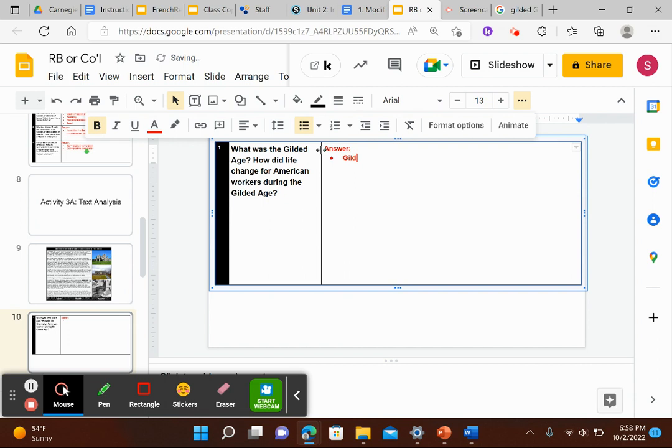So, gilded equals covered in gold, but cheap inside. And again, this is a comment on that there were very rich and very poor people and political corruption, etc.